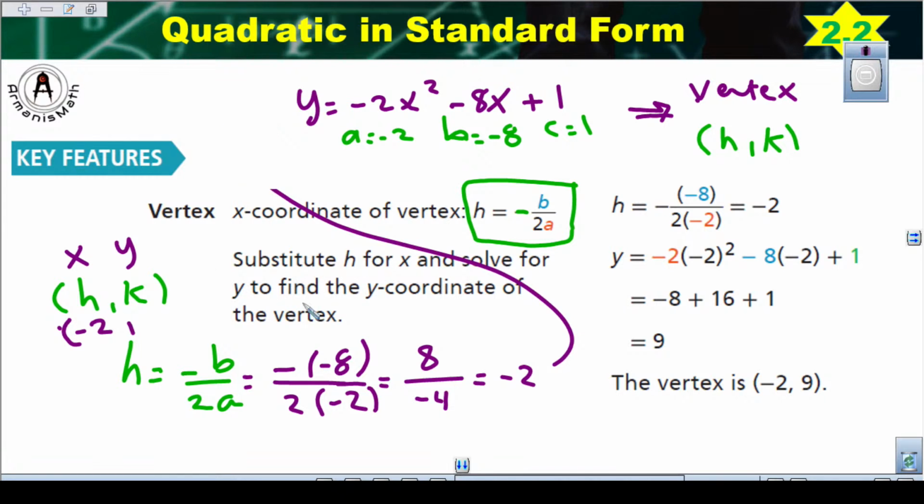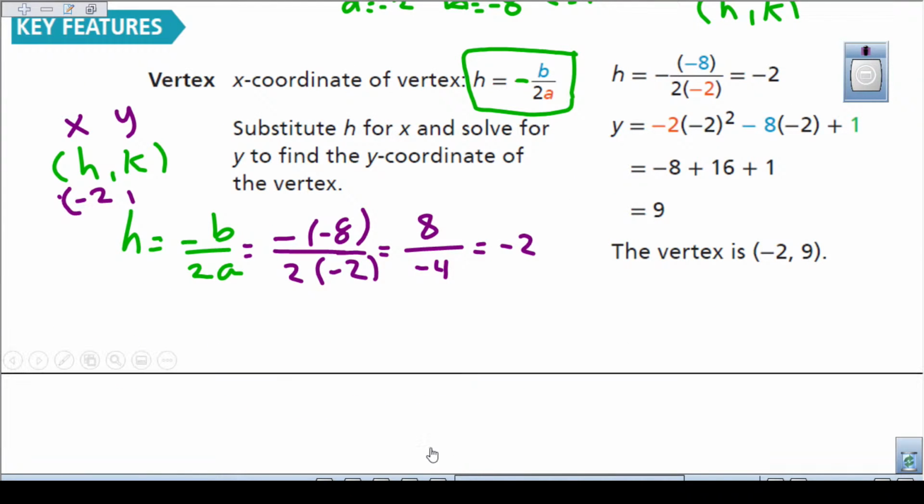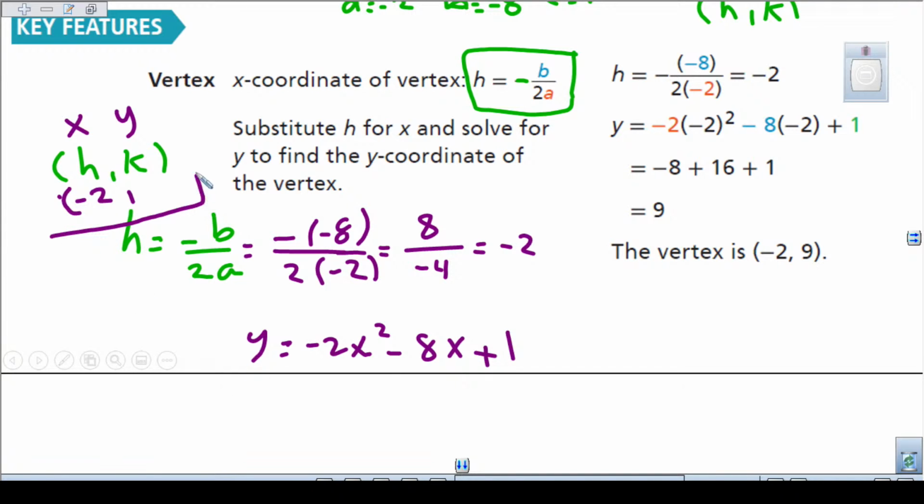Okay? Let's do that. So let's plug in the 2 into my equation. My equation was y equals -2x squared minus 8x plus 1. I'm trying to find the k for my vertex. This is what I'm trying to find. I found the h. So what you do is just substitute the h, because the h is the x part of it.